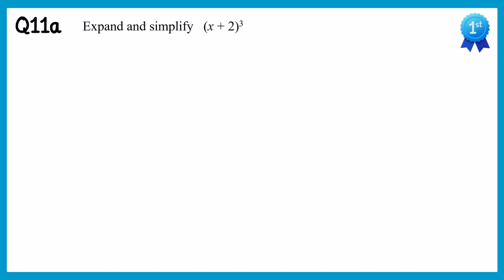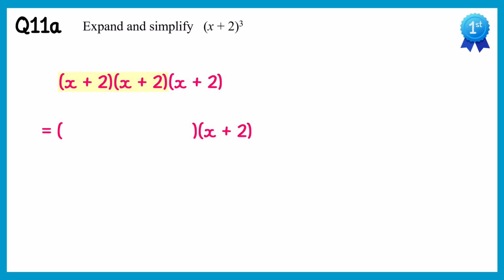In this question, we need to expand x plus 2 all cubed. When you cube a number, you multiply it by itself a total of 3 times. So we need to do x plus 2, multiply by itself, and multiply by itself again. To approach this, we're going to expand these first two brackets and write the answer inside this big bracket here. And then we'll multiply whatever we get from that by the final x plus 2. So let's expand these two brackets.